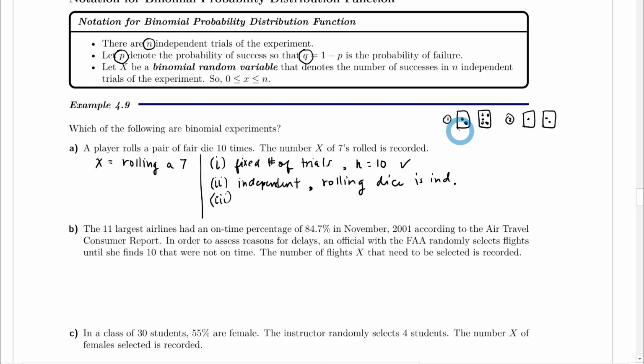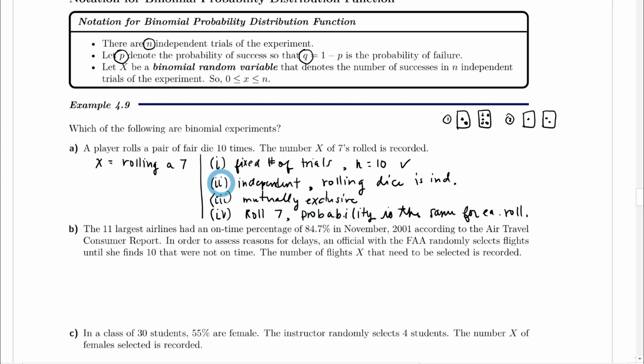And the answer is no. So these are mutually exclusive. And we always recognized throughout the course previously that rolling a die is mutually exclusive as well. And the last condition was when the probability of success is fixed for each trial of the experiment. So is the probability fixed? Well, yeah, if I want to roll sevens, that probability is the same for each roll.